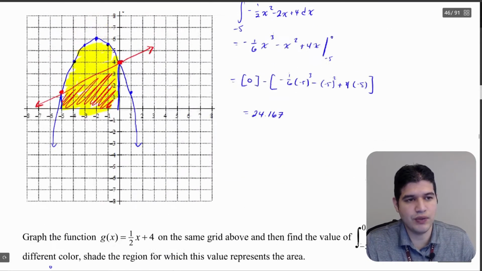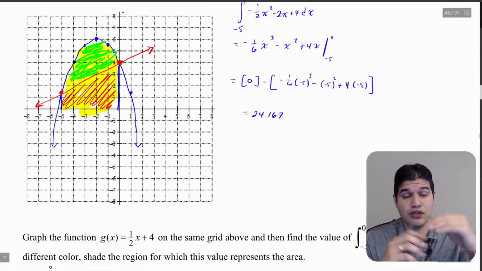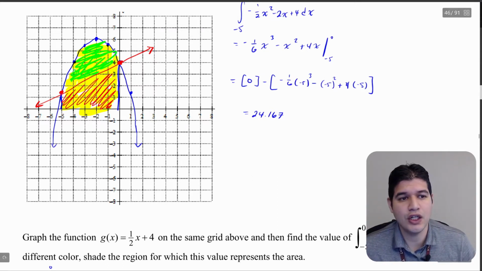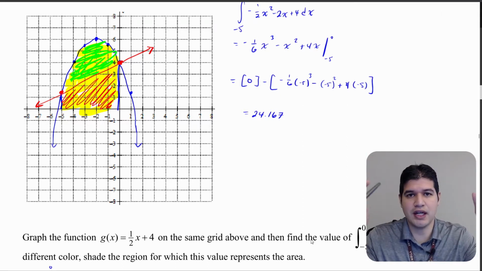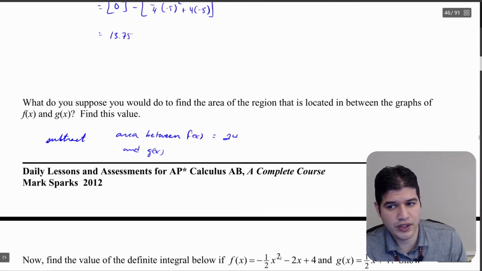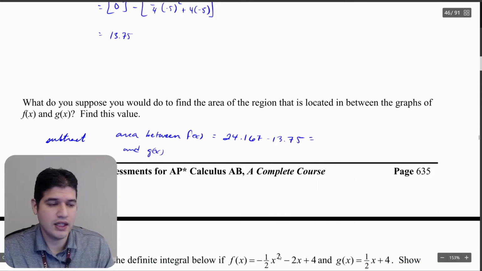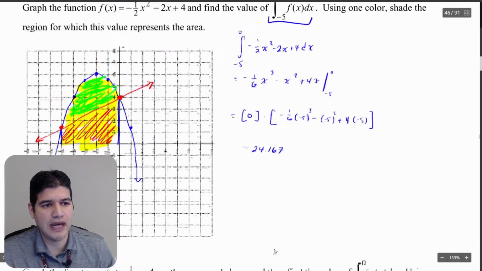As we move on, what do you suppose is located in between the graphs of f of x and g of x? We want to find this value. What is that space in between those two curves? Well, if I can take the entire region up to f of x and subtract the part that I don't need, g of x, then we get 24.167 minus 13.75, and this is going to come out to be 10.417. That's how much area there should be there.